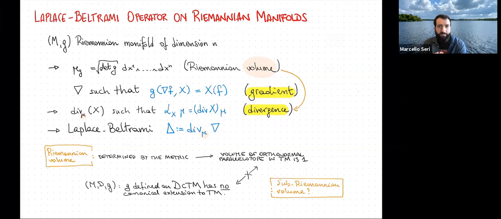So this is the first problem. The metric defined on the distribution has no canonical extension to the tangent bundle. And so we are stuck, at least a priori. What is the sub-Riemannian volume? And this is a real big question.